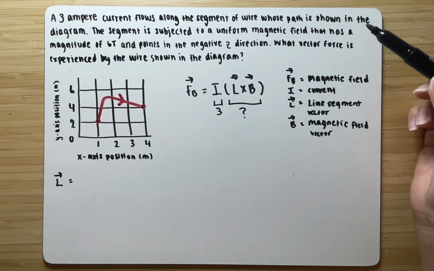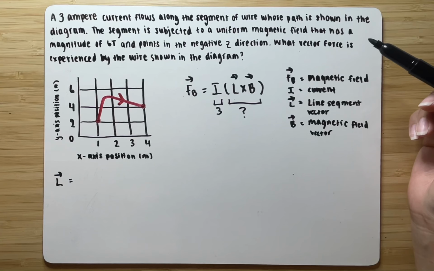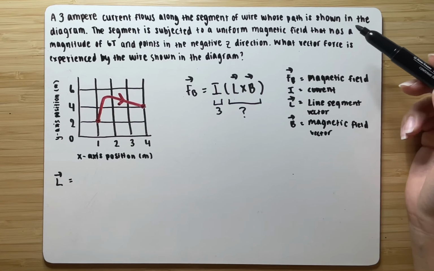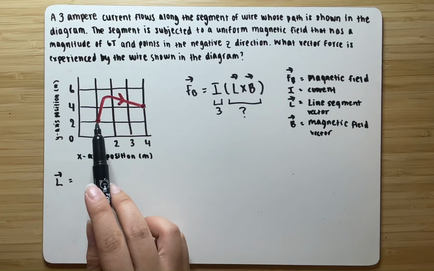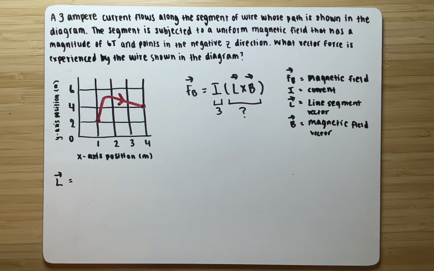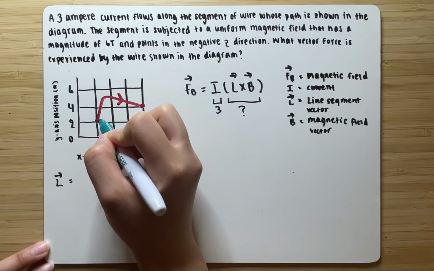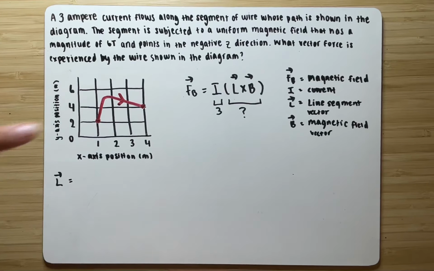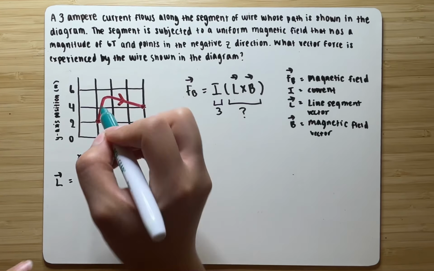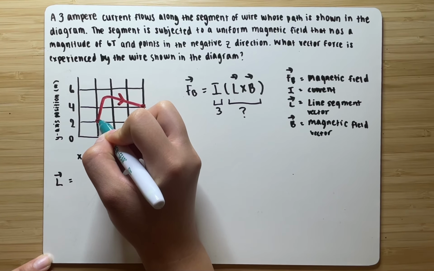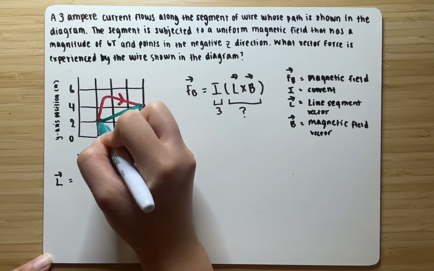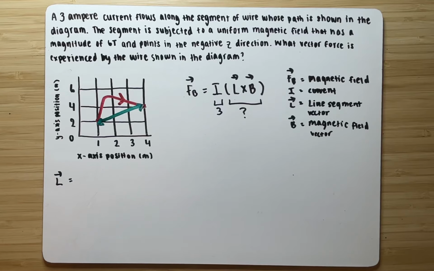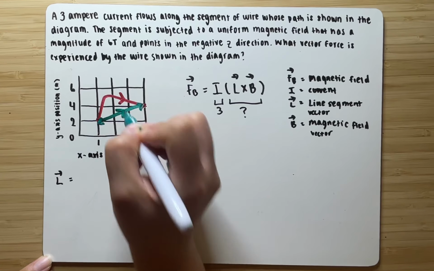So to find the vector for the line segment, the problem says that the segment of wire's path is shown in the diagram, okay? So this is the diagram, and the path is shown here, meaning that the line's path is going to be going from, because the arrow is pointing to the right, this point to this point. So we could draw an arrow here. This is our line segment, and it's pointing this way.